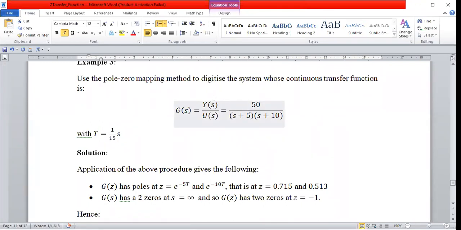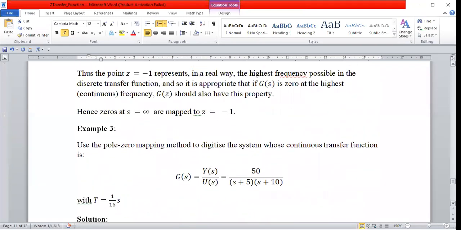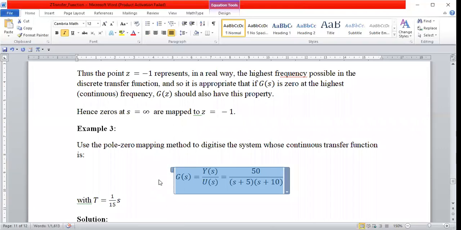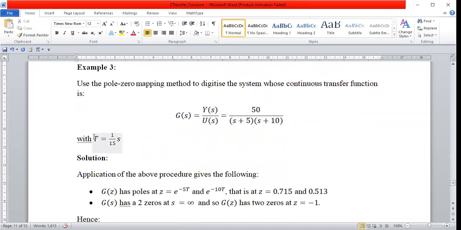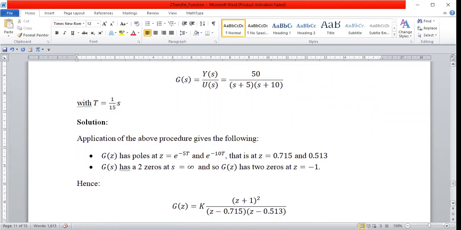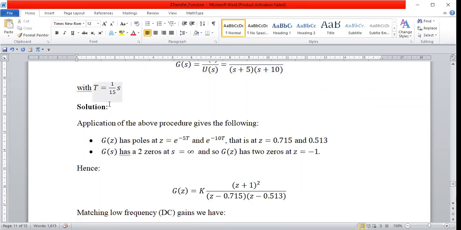So let's do a question for the pole mapping. Now we're using the pole mapping, so we are in the S domain, the Laplace domain, and we want to get the Z transfer function. But in this question, we are given the sampling time, whereas in the former question we were not. If we're not given the sampling time, you have to get it on your own, but if you are given it, then you use the sampling time given to you.